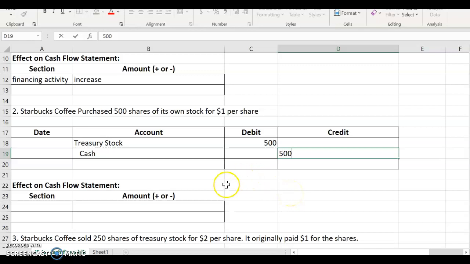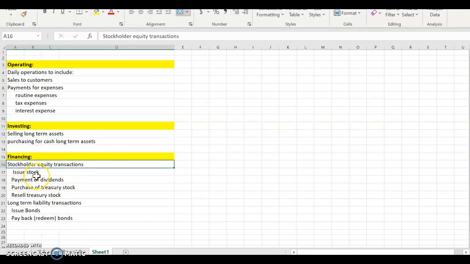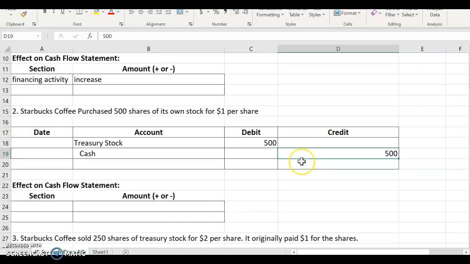In this case, we're talking about a stockholders equity section. So we are still down here in the financing, but this time from our journal entry, we can see that cash went down. So this time in our financing activity, we are talking about a decrease for the cash flow statement.